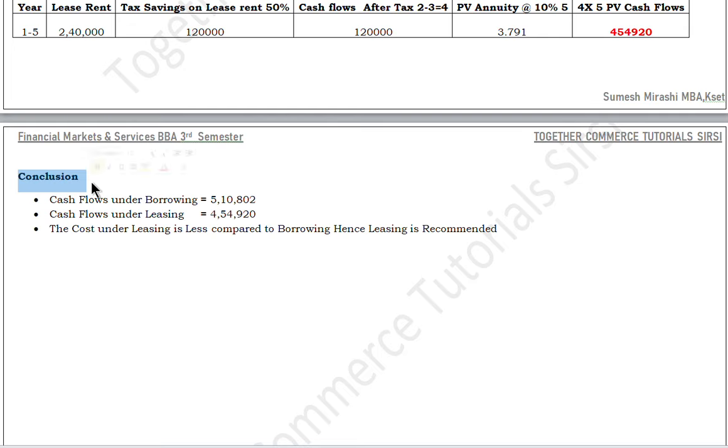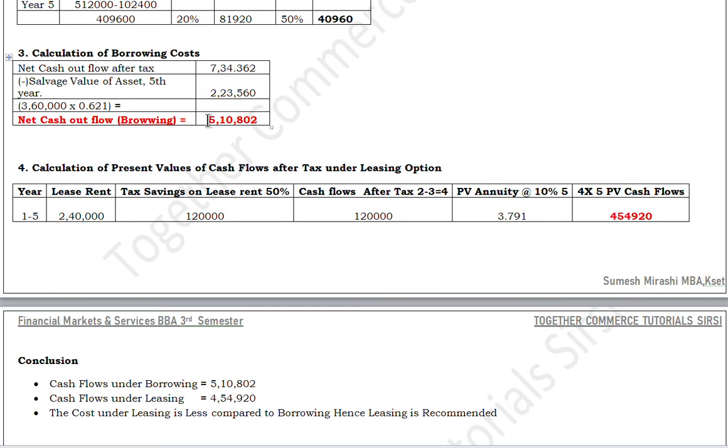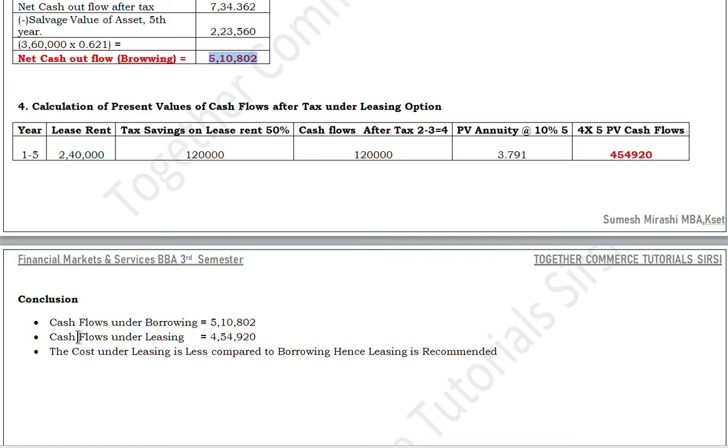Then the conclusion at last. Cash flow under borrowing option is 5,10,802. That is from here. Then the cash flow under leasing option is 4,54,920. That is from here. Out of these two, whichever is less will be opted. So the lesser amount here is under leasing, that is 4,54,920. Therefore the cost under leasing is less compared to the borrowing cost, hence leasing is recommended.